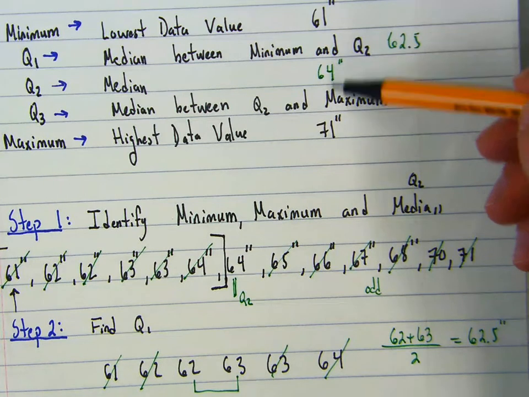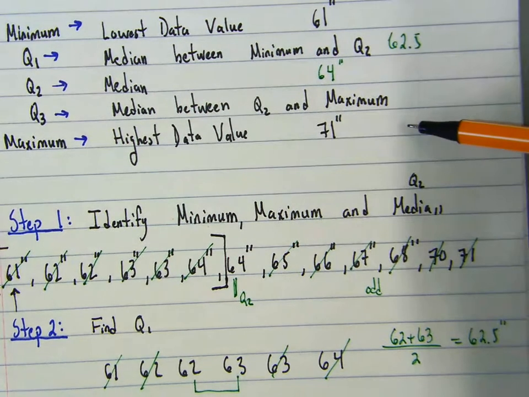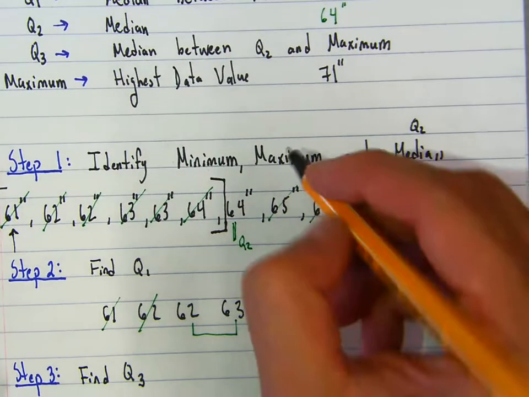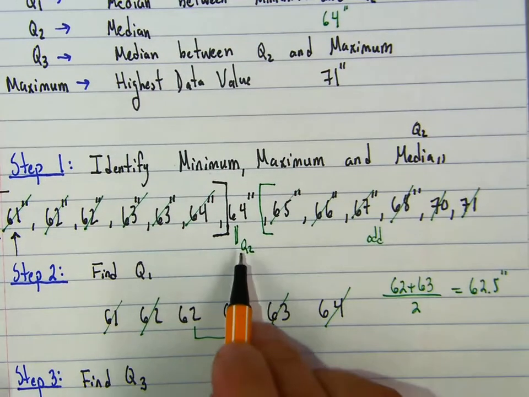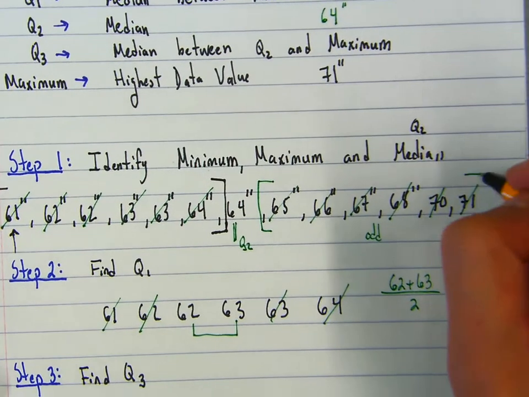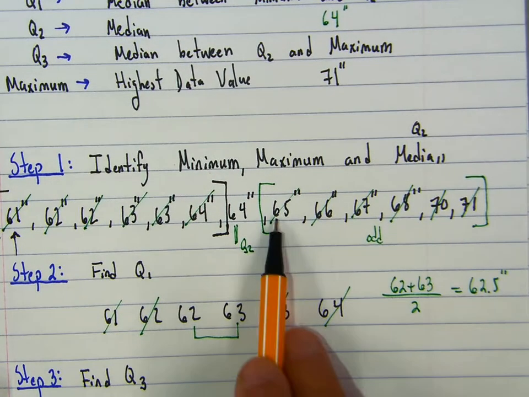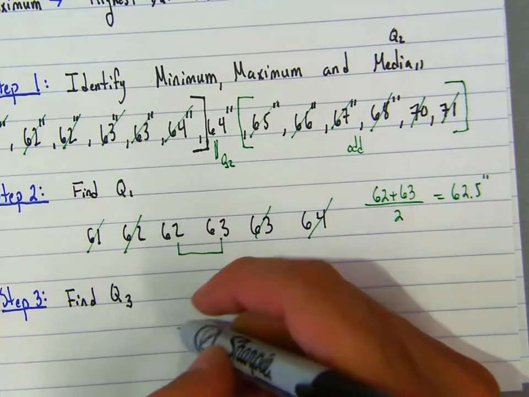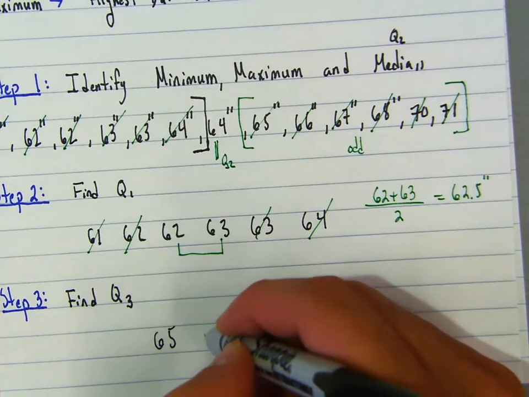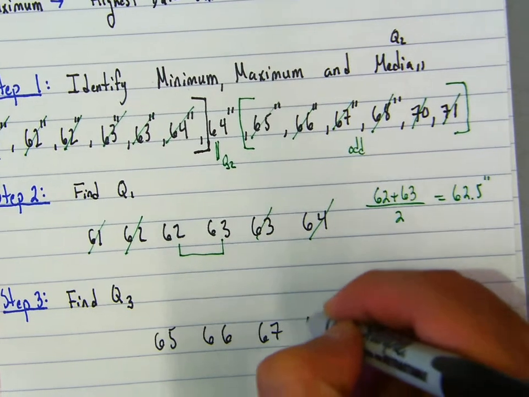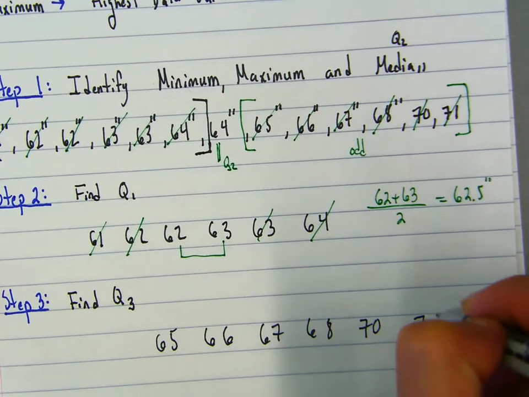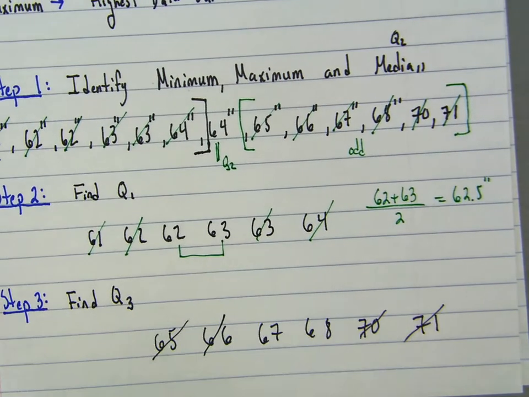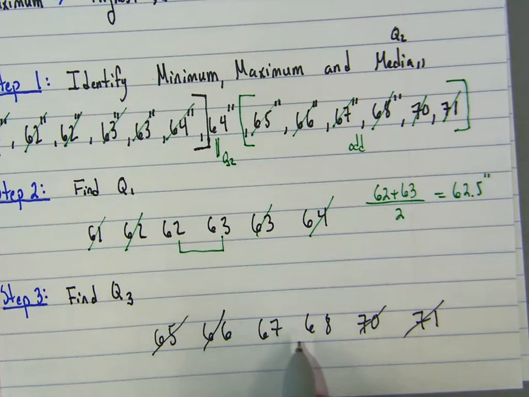What do you think you're going to do for Q3? What would be the next step? How would I find Q3? I'm going to find the median between Q2 and the max, which is here. And you find the median between these numbers. If you want, pause the video and try it, but I think you know what it is. So this is 65, 66, 67, 68, 70, 71. You play your favorite game. Cancel, cancel, cancel, cancel. Uh-oh. I'm left with two numbers in between.